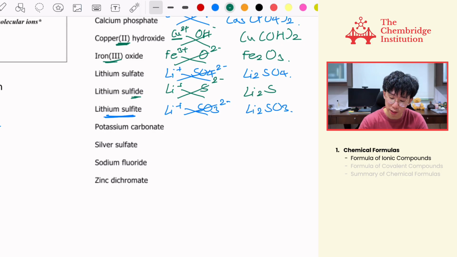Next example is potassium carbonate. Potassium carbonate is a K plus. It's in group 1, so it's a 1 plus charge, and then carbonate is CO3 2 minus, something you have to memorize. So if you crisscross, you get the idea, it's just K2CO3.